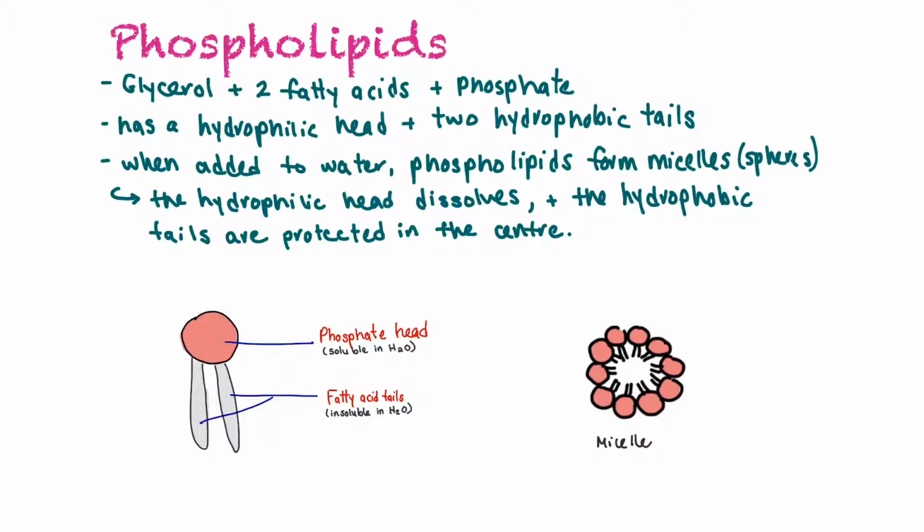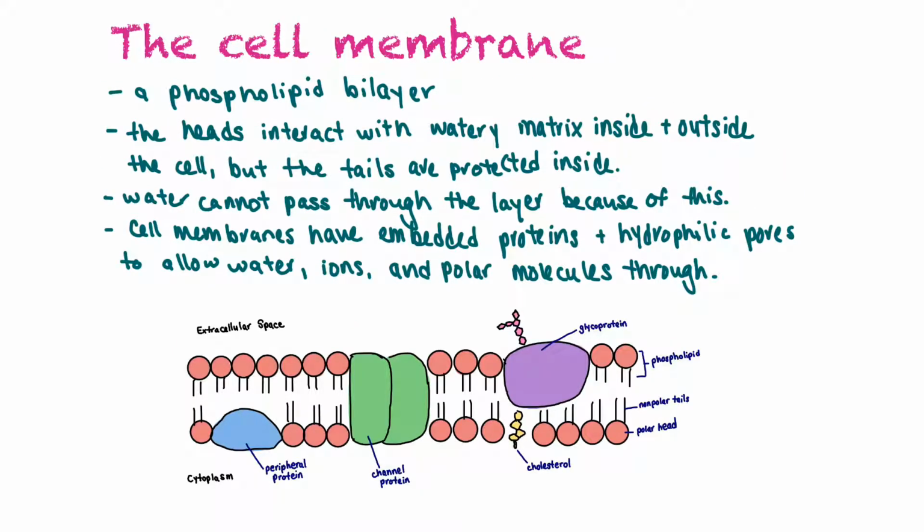So this molecule is very confused because part of it wants to interact with water and part of it wants to avoid water. So when you add phospholipids to water, those phospholipids form structures known as micelles or spheres. The hydrophilic head dissolves and interacts with the water, and the hydrophobic tails all mix and mingle into the center of that structure, and they're protected. Phospholipids go on to form our cell membrane and the membranes that surround all organelles.